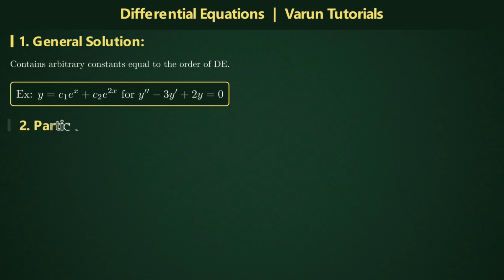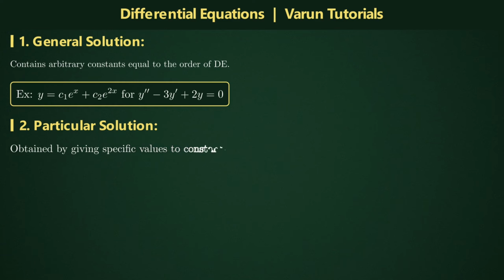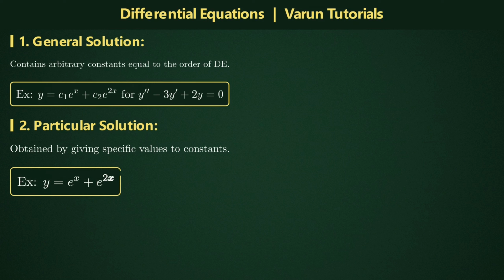The second is the particular solution. A solution obtained from the general solution by giving particular values to the arbitrary constants is called a particular solution. For example, y equals e to the x plus e to the 2x.